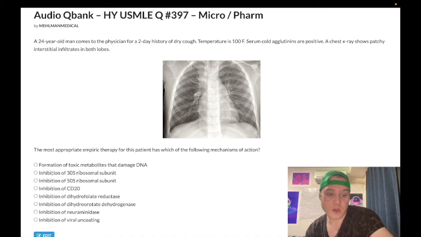Now, inhibition of 30S ribosomal subunit, obviously wrong going forward, but that's aminoglycosides such as gentamicin and also tetracyclines. And then formation of toxic metabolites that damage DNA refers to metronidazole, okay? Targets anaerobes below the diaphragm, as well as Giardia, Entamoeba histolytica, trichomoniasis. So, yeah, anaerobes below the diaphragm, metronidazole, okay? Diverticulitis, I made a recent clip on that as well. A lot we can talk about.